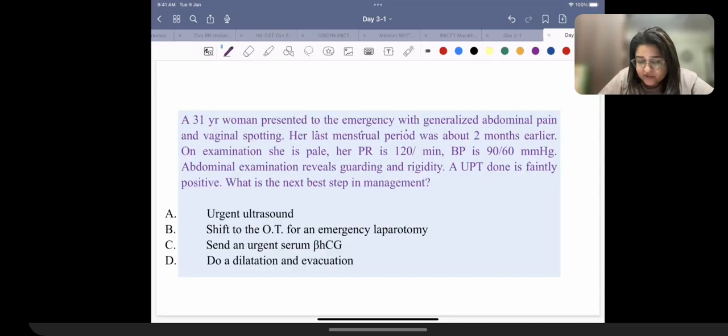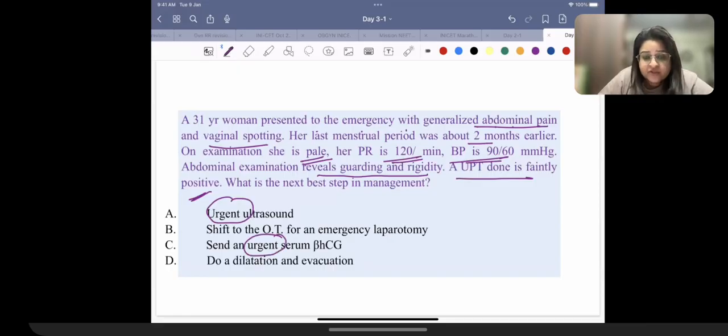A 31-year-old presented to the emergency with generalized abdominal pain and vaginal spotting. Her LMP was about 2 months earlier. On examination, she is pale. Her pulse is 120. Blood pressure is 90 by 60. So she's basically in shock. She has guarding and rigidity. UPT is faintly positive. No matter how urgently you get the ultrasound or the beta HCG, it's still going to take time. You have to shift this patient to the OT for an emergency laparotomy. This is a ruptured ectopic, so you have to take her to the OT.